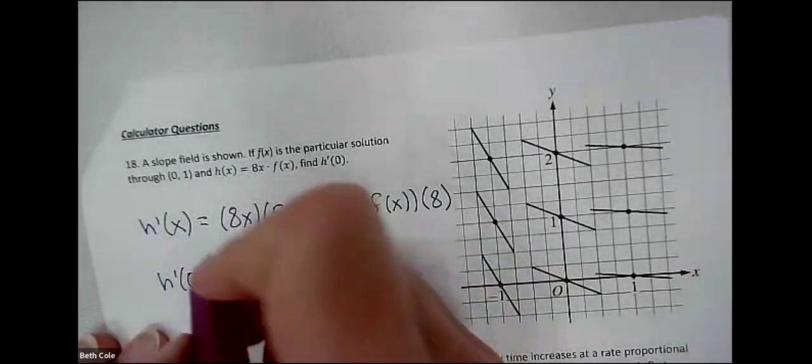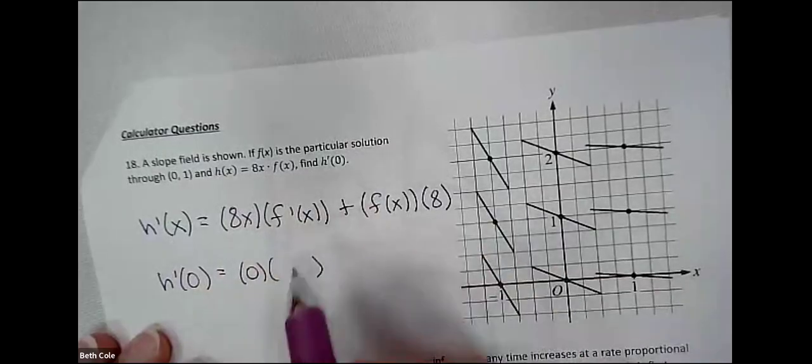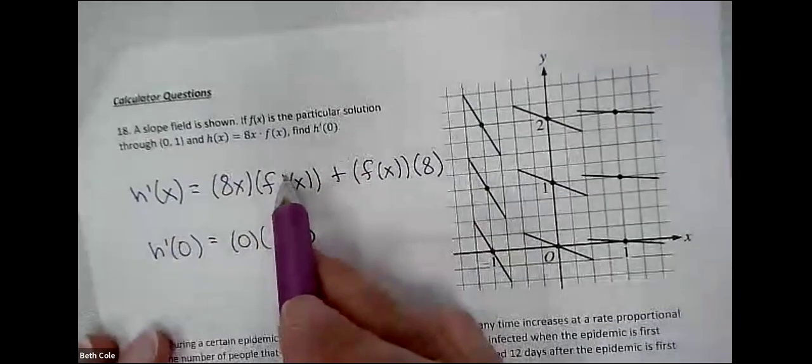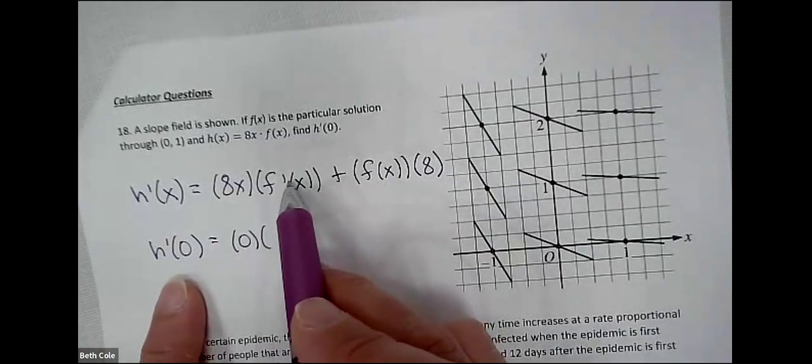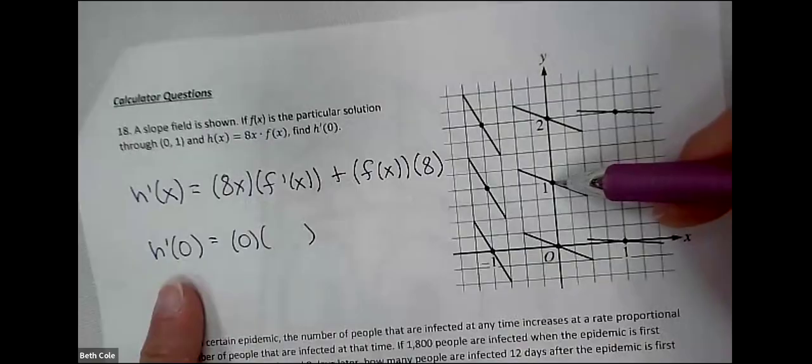Now, if we plug in 0, 8 times 0 is just 0, so it kind of doesn't matter what this is. I can't remember how this turns out on the test, though, and you might actually need this number, so let's go through it. We want our derivative or our slope at 0.